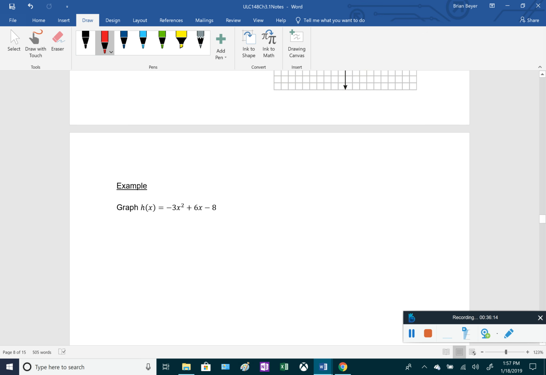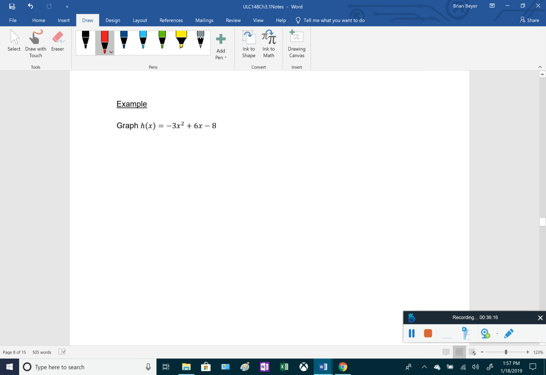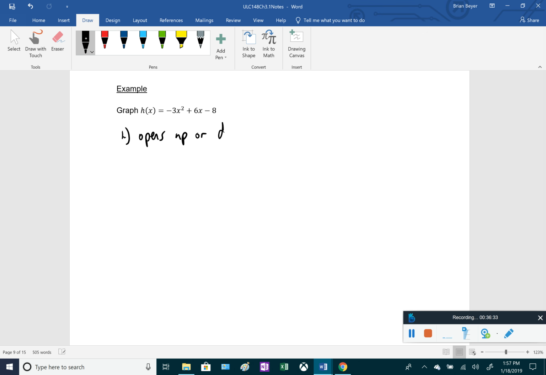Okay, and then for the next one, we have h of x equals negative 3x squared plus 6x minus 8. Okay, so let's do the same thing. So opens up or down. So our a is negative 3. So a is negative, so it opens down.